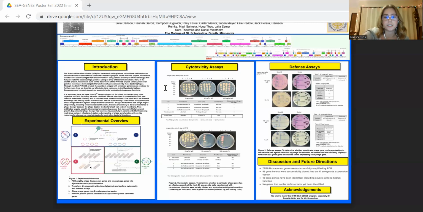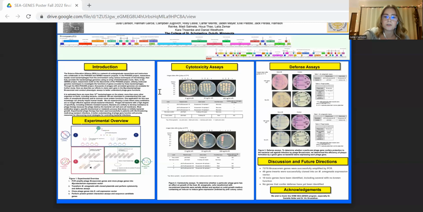Being that expression of non-toxic genes results in normal plaque growth, and expression of toxic genes results in no plaque growth, we could deduce that this gene 19 was non-toxic to the M. smegmatis host. We could also deduce that gene 19 was successfully expressed due to the faint pink color.